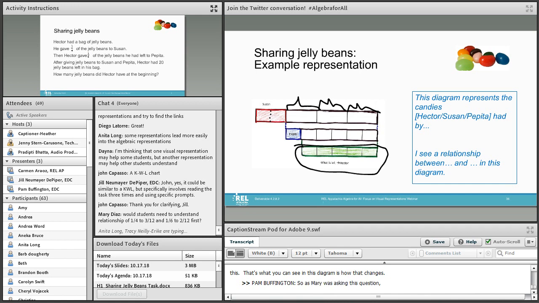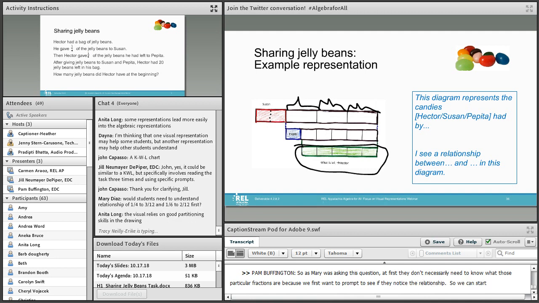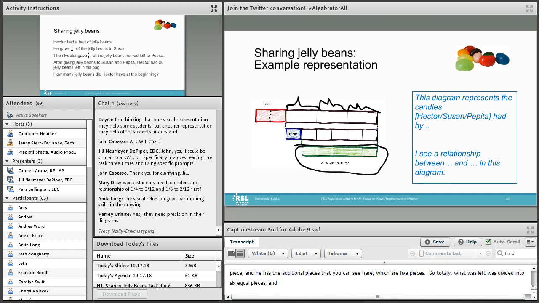And that's what you can see in this diagram, how that changes. So as Mary was asking this question, at first they don't necessarily need to know what those particular fractions are, because we first want to prompt to see if they notice the relationship. So we can start to compare, as was prompted in the prior slide, the relationship between what Pepita has and what Hector has left. She has one piece, and he has the additional pieces that you can see here, which are five pieces. So totally what was left was divided into six equal pieces and he has five and she has one.